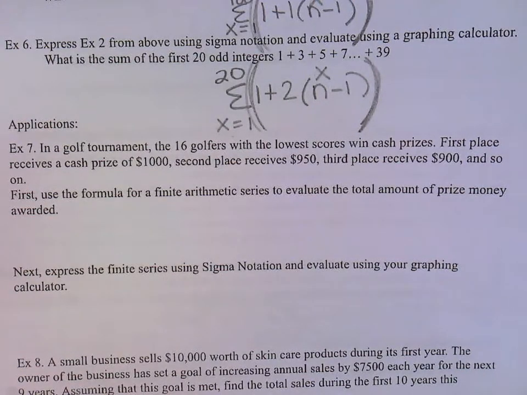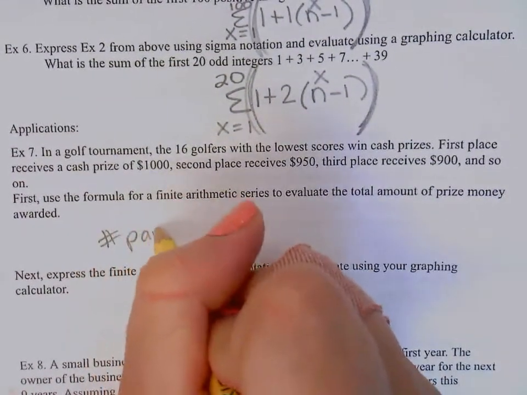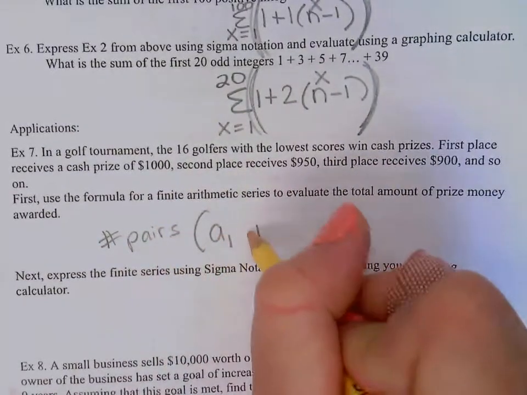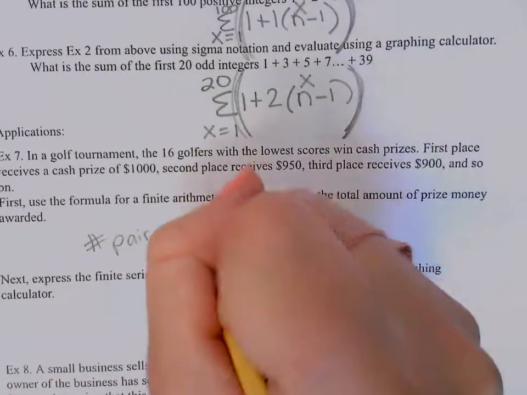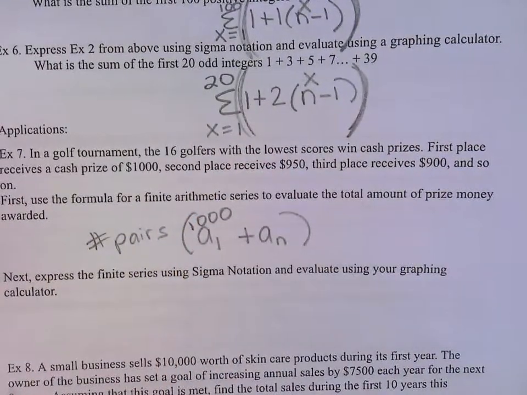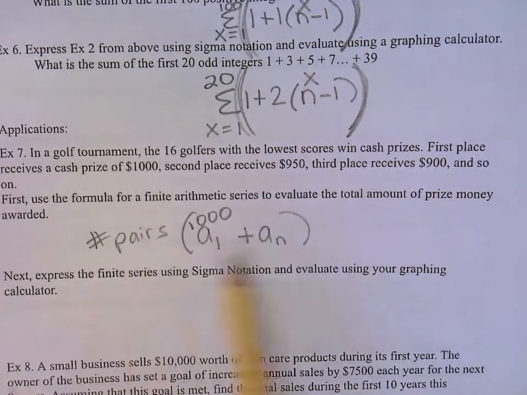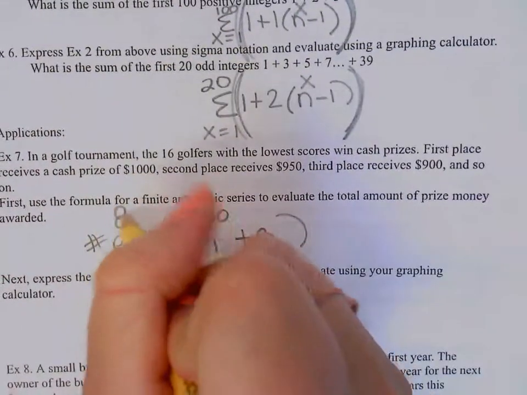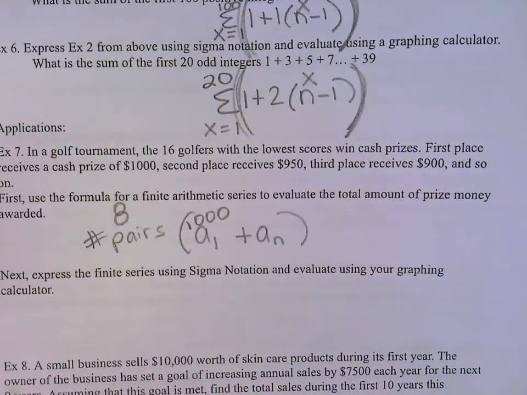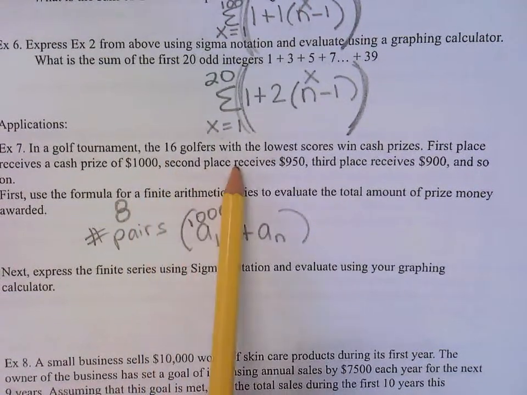So to use the formula, we need to know the number of pairs, and then we need the first term of the sequence and the last term of the sequence. We know the first term, right? The first term is 1,000. Do we know anything else? Do we either know the number of pairs or the last term of the pattern? There's 8 pairs. I need to figure out the last term of the pattern. So what's the pattern? Each time it goes down by 50.